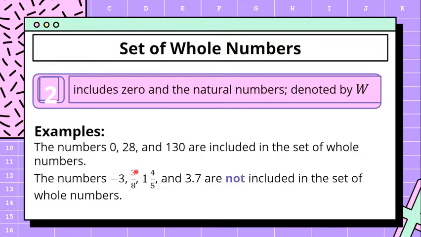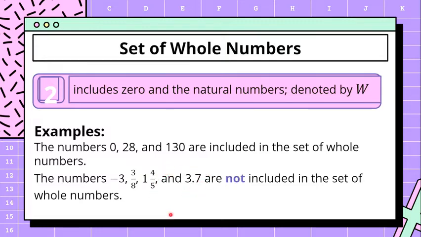Also, the fraction 3/8. We do not count with 3/8, right? Like 1, 2, 2 and 3/8. We do not do that. So it should be just the natural numbers and 0. Also, even if we have here a whole number or a natural number 1 and 4/5, still we have a fraction and it's not included.